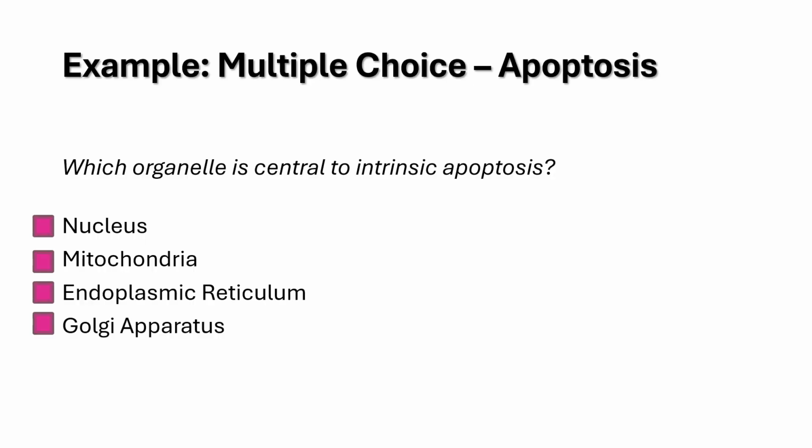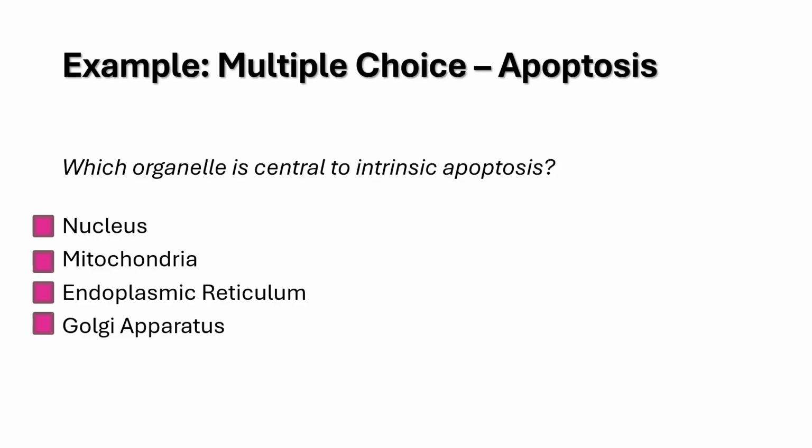Now we come to the examples. I chose for the example the topic of apoptosis. First, I show you a simple multiple choice question, a very simple one. Which organelle is central to intrinsic apoptosis? The 4 answers provided are nucleus, mitochondria, endoplasmic reticulum, Golgi apparatus. And the correct answer is mitochondria.